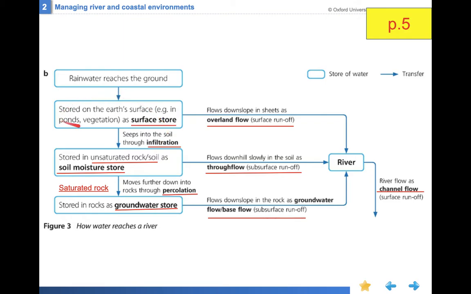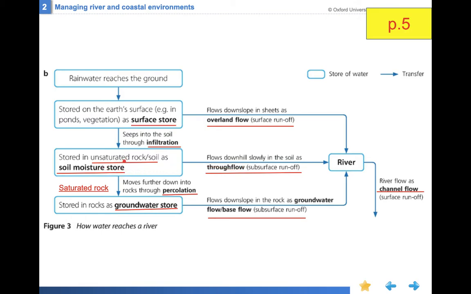When they are stored on the earth surface, they could run by the overland flow back to the river. When they further seep into the soil through the infiltration, the water will be stored in the unsaturated rocks or the soil. This is what we call the soil moisture store. So in this layer, when the water returns back to the river, it is what we call the through flow.